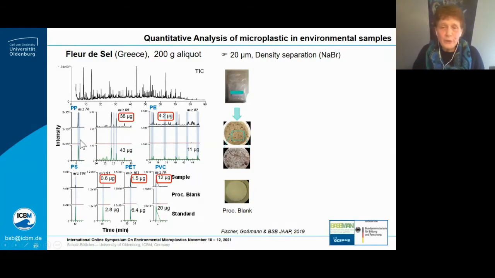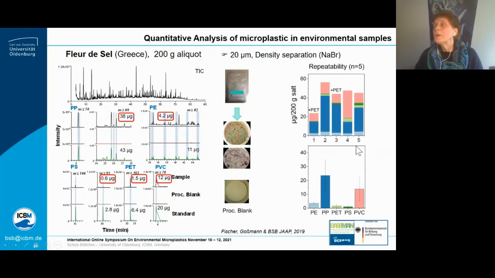And I forgot to point that out. The most important, but we will see that later as well, are the procedural blanks during preparation to give you an idea about any potential secondary contamination. And this is shown here, that we always process a procedural blank. Here it's also shown to look at the traces if there is any additional signal of a respective polymer. So the resolution is quite nice here, as an example only for these selected polymers.